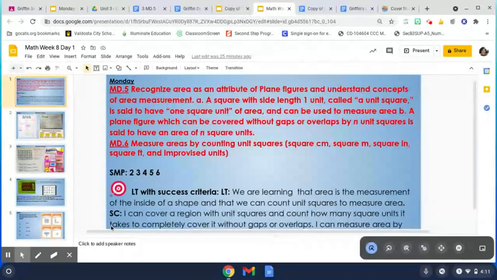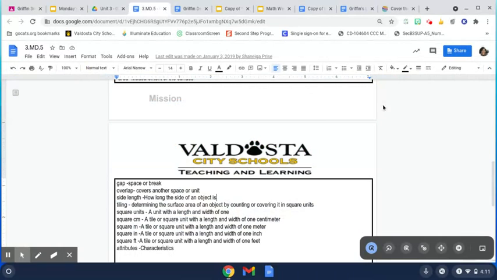Okay, you also, for MD6, which is another standard, you will be measuring areas by counting unit squares. And for the measurements you will use square centimeters, square meters, square inches, square feet, and improvised or made up units. So what do I mean by those?